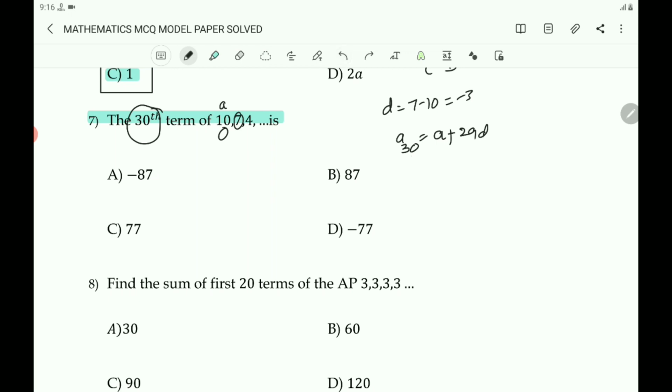So A plus 29D, where A is 10, plus 29 into minus 3. 29 times 3 is 87, so minus 87 plus 10. You know that 87 minus 10 is 77. You must take the sign of the greater number, and 87 is greater and it has the negative sign. So what is the answer here? Option D is the answer.